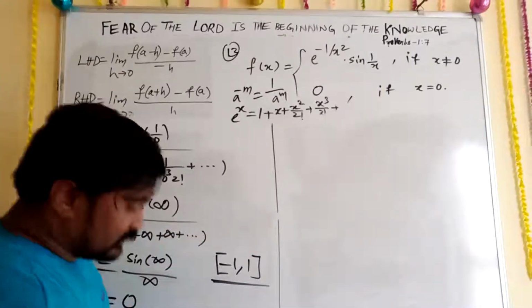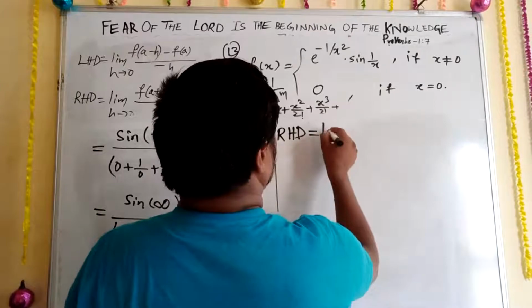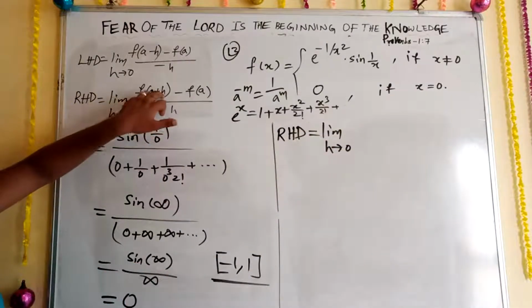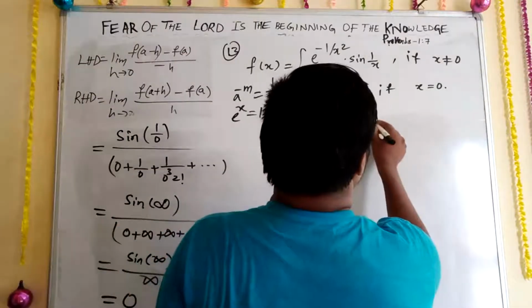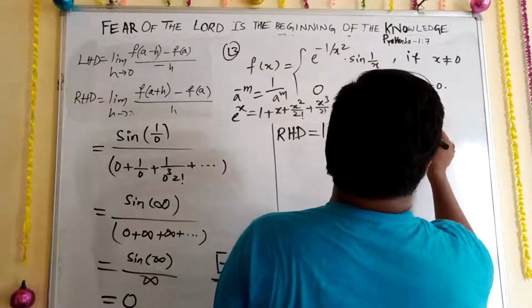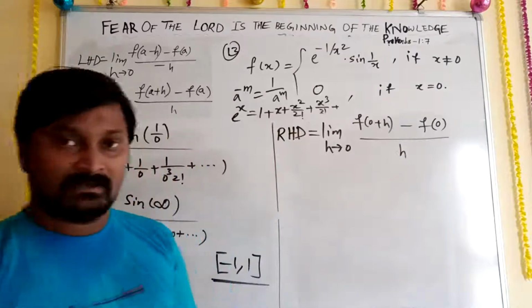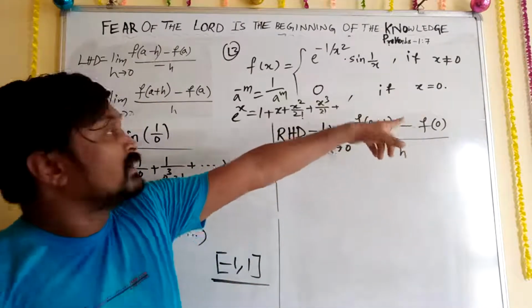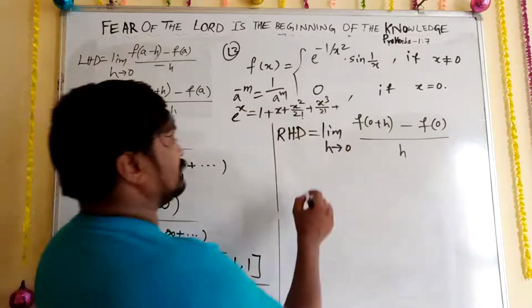Right. So now RHD, right hand limit, that is limit h tends to 0, f of a plus h. A means what do you know? 0. So that f of 0 plus h, then minus f of 0 upon h. This is your formula. Now f of 0 plus h means f of h. Wherever x is there, substitute h. So then what we'll get here?